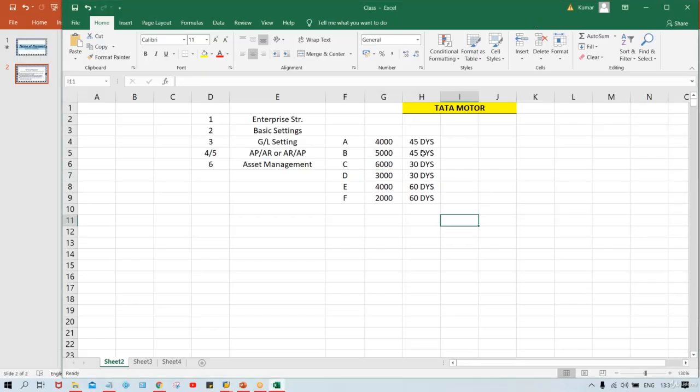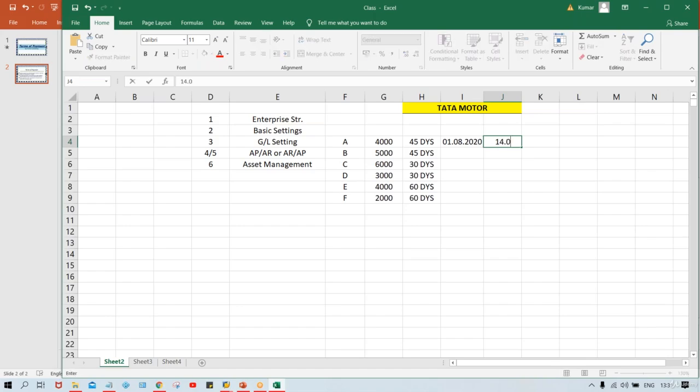Now, let's suppose there are such 100 different kinds of payment terms. So how is it possible to remember? Is it possible to remember? Because let's suppose this 4,000 worth of invoice we have posted on 01/08/2020, right? So this is going to be due on which date, guys? Let's suppose it is going to be due on 14th of 09.